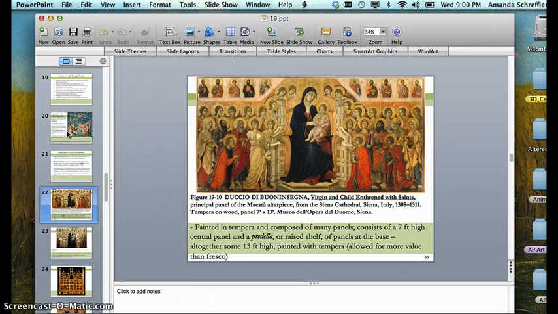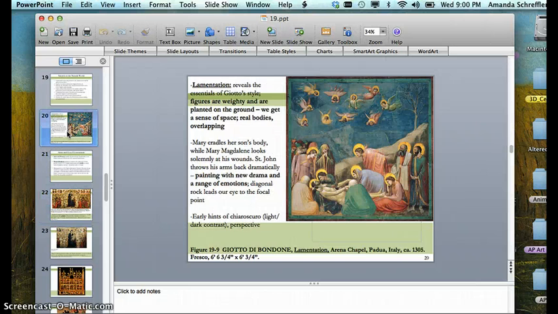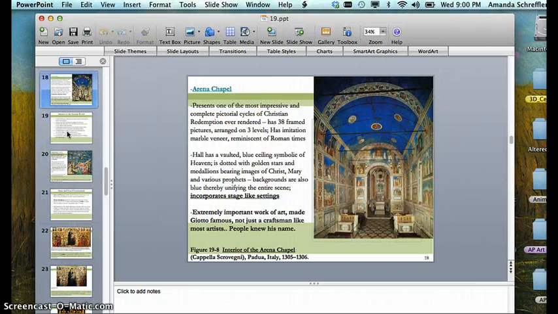One thing I forgot to mention about the Arena Chapel, let's go back for just a moment. It's extremely important, and this really was the piece that made Giotto famous, in a sense. Before him, artists were just simple craftsmen, and this piece really made everyone know his name, and he became quite in demand from wealthy Italians.